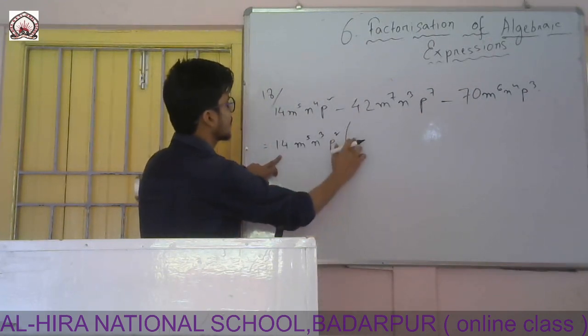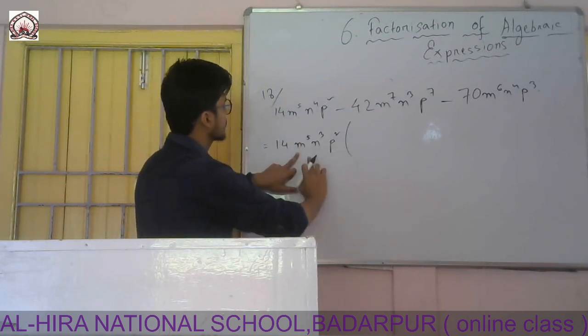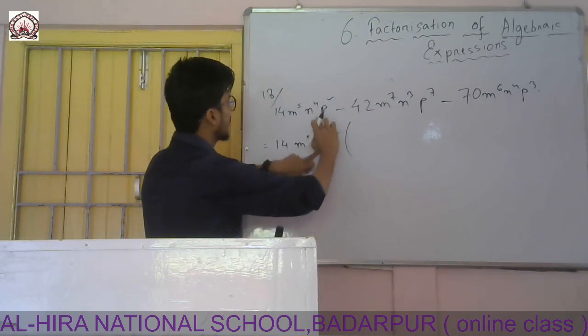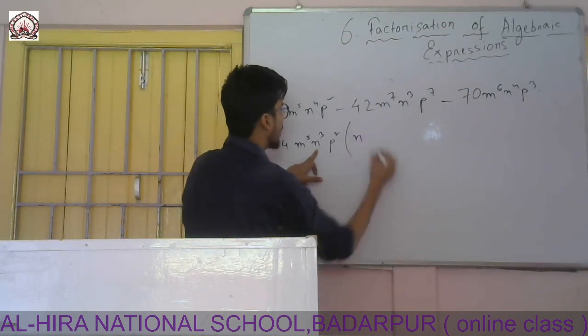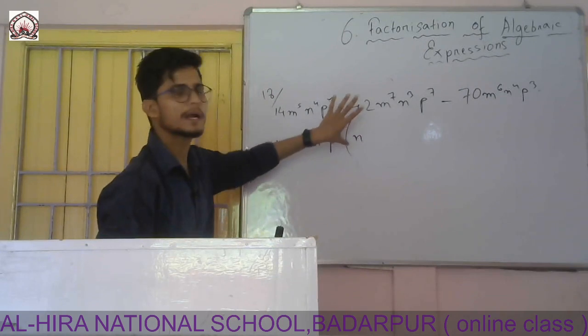14 ones are 14, so no need to write 1. M to the power 5, m to the power 5, it is there. N cube and they are n to the power 4, that means I need 1 n. They are p square, they are also p square, no need to write anything.